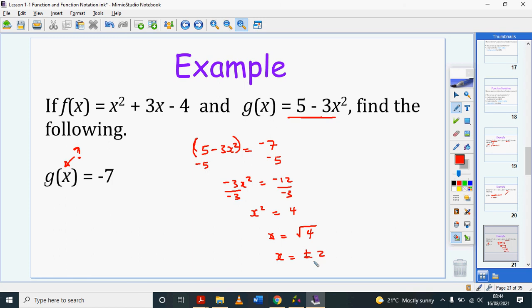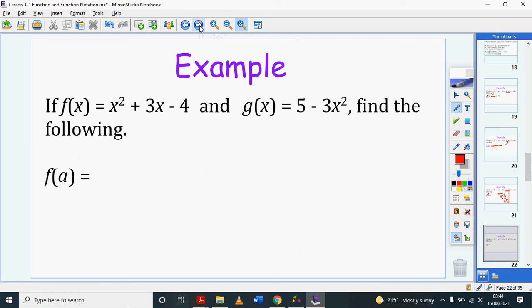This is very easy to forget, positive or negative, plus or minus, but please don't make those mistakes. So yeah, here the value of x that makes this function equal to negative 7 is either positive 2 or negative 2. And you can test that on the side here. Go ahead and plug in positive 2 and negative 2 into this expression. See if it gives you negative 7. I'll expect to see that in your workbook, the testing part.